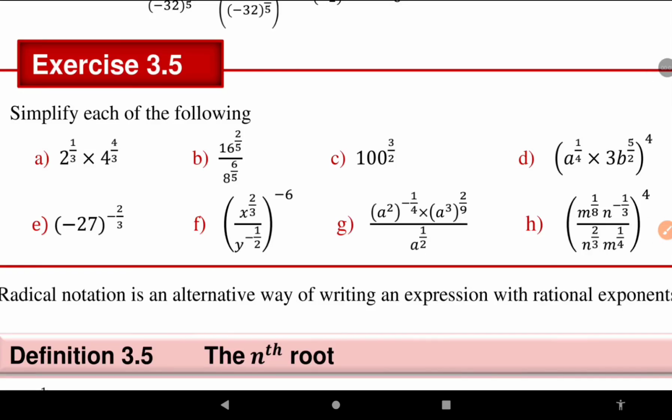In the previous class, we learned about exponential equations. Today we will see about rational exponents.